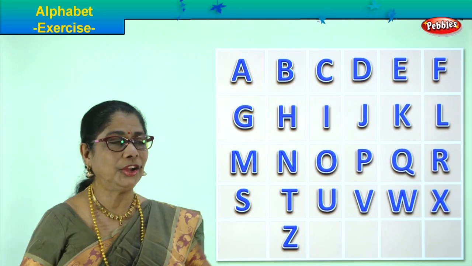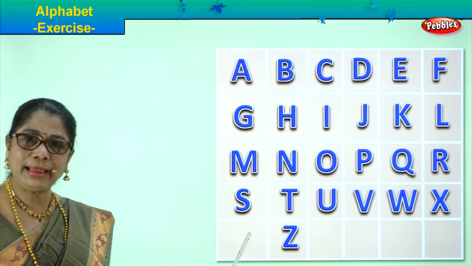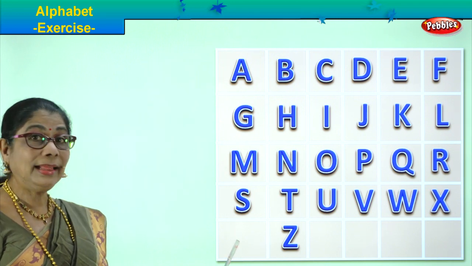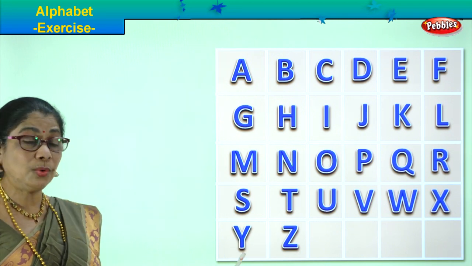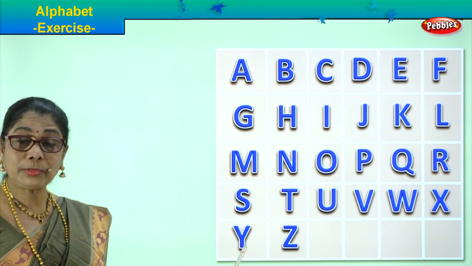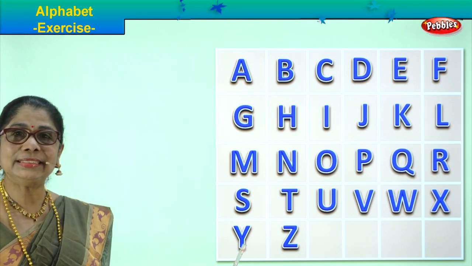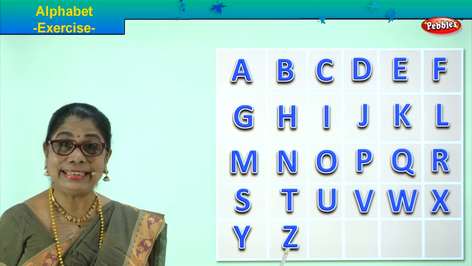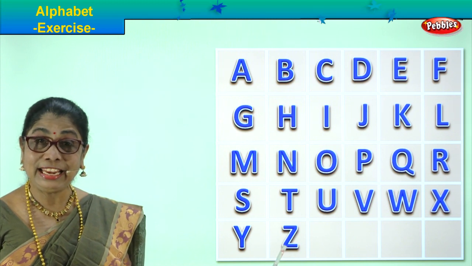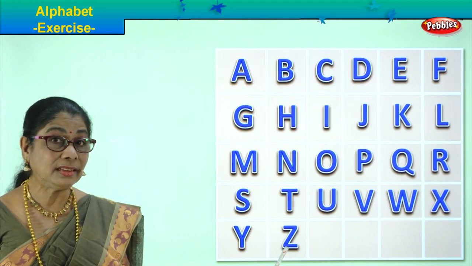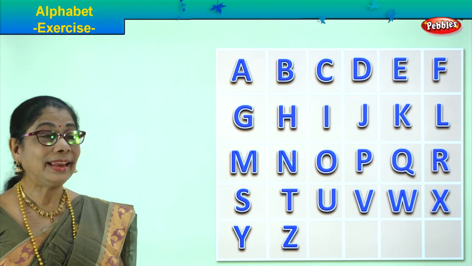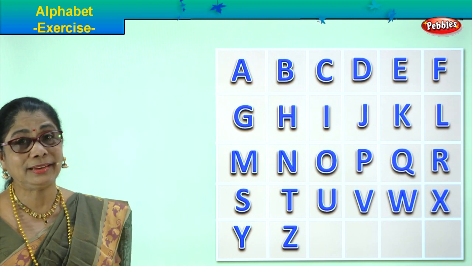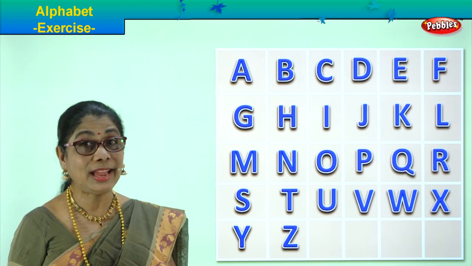X. Good. And after X, what is the letter that will follow? The big beautiful letter. Letter Y. Yellow. Yolk. What is the sound? Y. And what is this last letter? Z. Good. Z. Zoo. What is the sound of this letter? Z. Now, so beautifully, you filled in all the capital letters correctly, saying the sound.